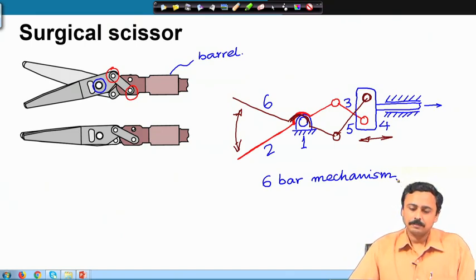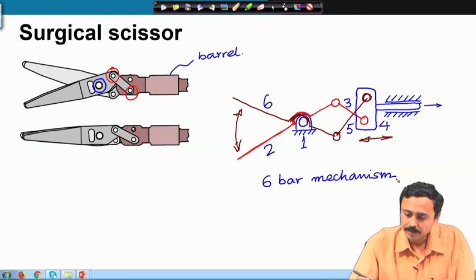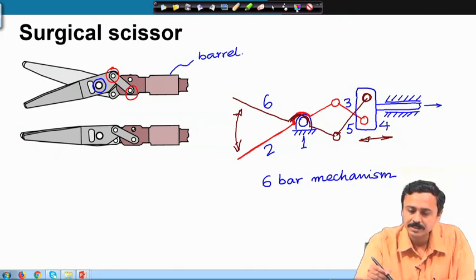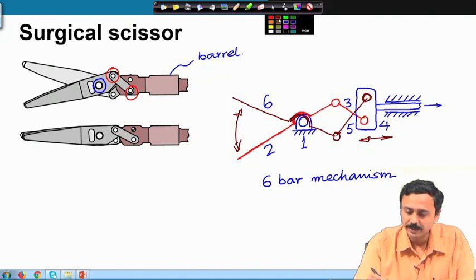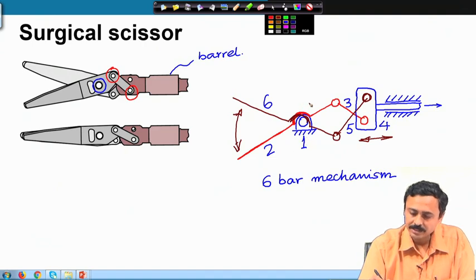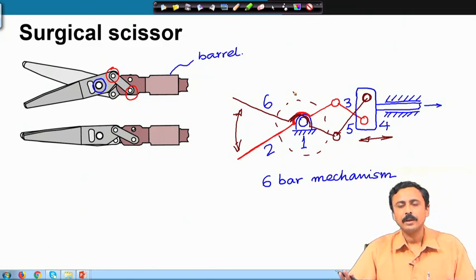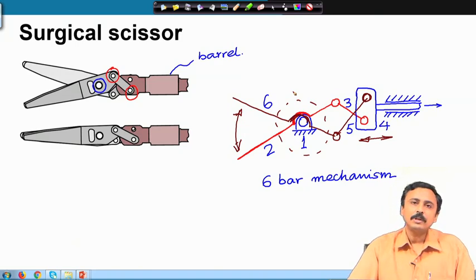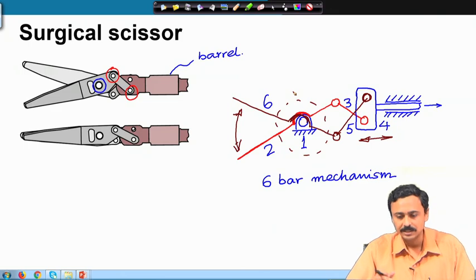We also can count, or first let us look at the kinematic pairs that we have. Here, as you can see in this portion, we have 2 blades being connected or hinged to the ground. When we say kinematic pair, it means it is a connection between 2 links, 2 rigid bodies. That is why it is called a kinematic pair. Now, at this hinge, there are 3 rigid bodies. One is the ground, the other is the lower blade, which is 2, and the upper blade, which is 6.